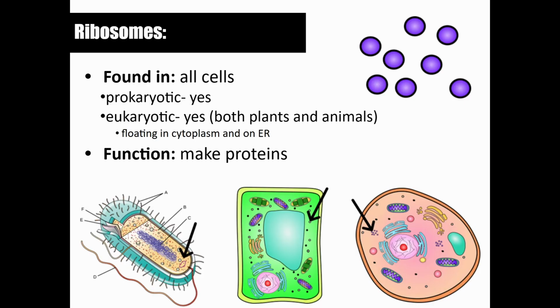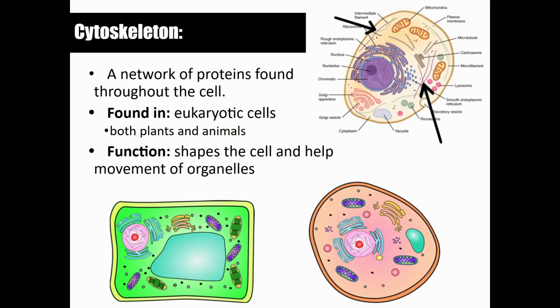Now, these are found, again, in all cells, prokaryotic, eukaryotic. You might be noticing a reason Mr. Vo is organizing these the way they are, to hopefully help you memorize these. Their function is to help make proteins. This is complicated because when we talk about protein synthesis in the future, you'll realize that it's not the only one. But for now, just remember that it helps make proteins.